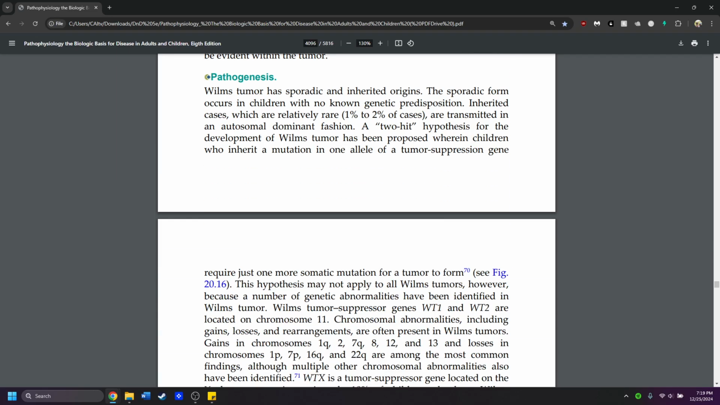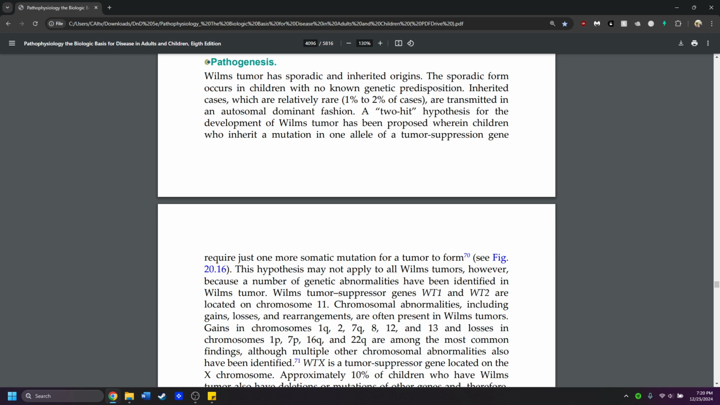So what is the pathogenesis? Wilms tumor has sporadic and inherited origins. The sporadic form occurs in children with no genetic predisposition. Inherited cases, which are relatively rare, 1 to 2% of cases, are transmitted in an autosomal dominant fashion. A two-hit hypothesis for the development of Wilms tumor has been proposed wherein children who inherit a mutation in one allele of a tumor suppressor gene require just one more somatic mutation for a tumor to form.